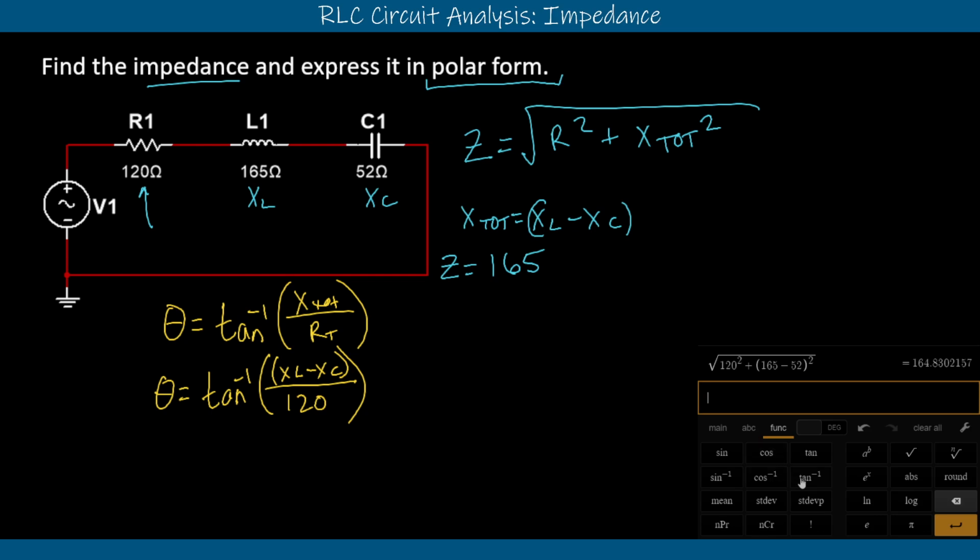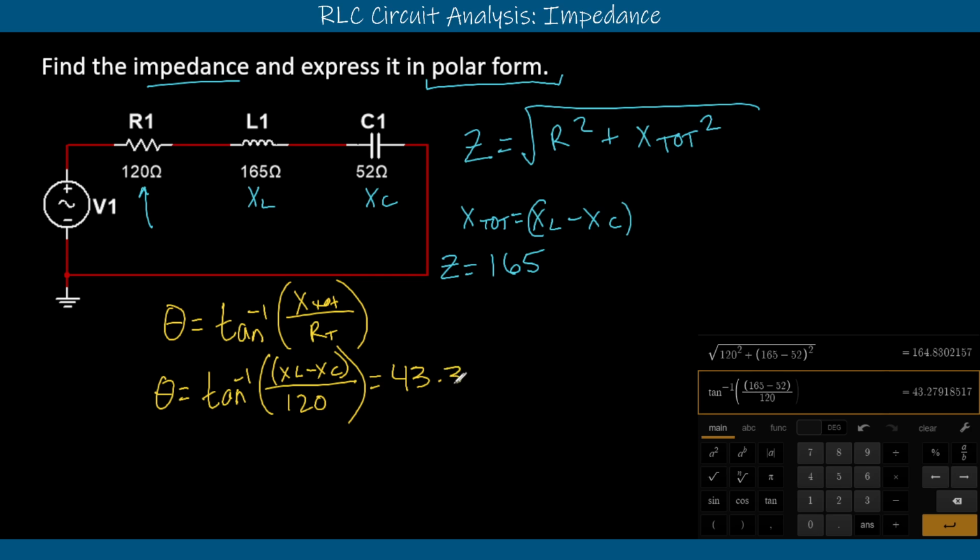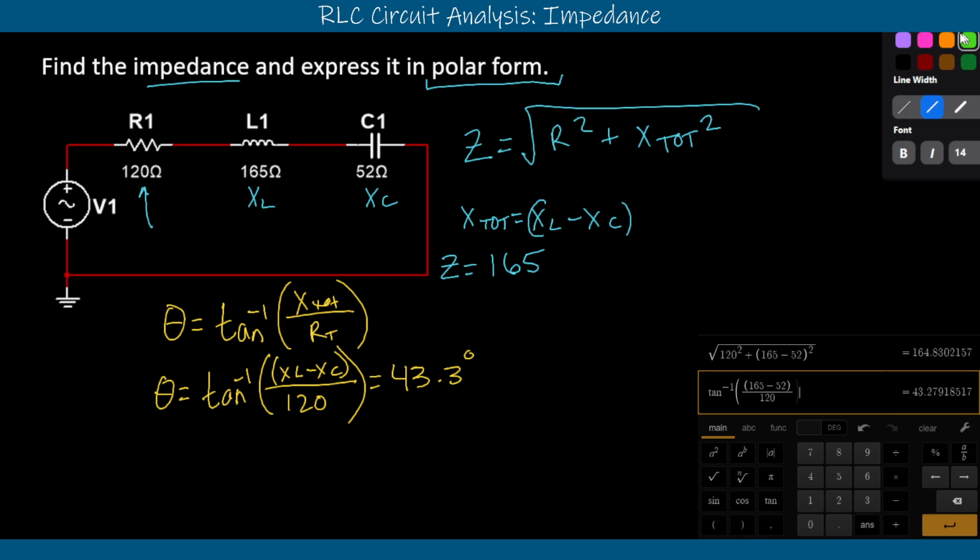So in the function tab, we'll find the inverse tangent button, pull that out. And we'll say that we have XL minus XC. So we'll open an extra parenthesis here and say XL was our 165 minus our XC of 52. And we'll close that off and divide it by our resistor value of 120. And that gives us 43, we'll round that up, 43.3, and that's in degrees. And remember, if your calculator's not in degrees, you're going to get a really, really small number, right? A point decimal range. And so we don't want that, right? So make sure you're in degrees and not radians for that angle. Whenever you're using tangent, sine, cosine, all that kind of stuff needs to be in degrees.